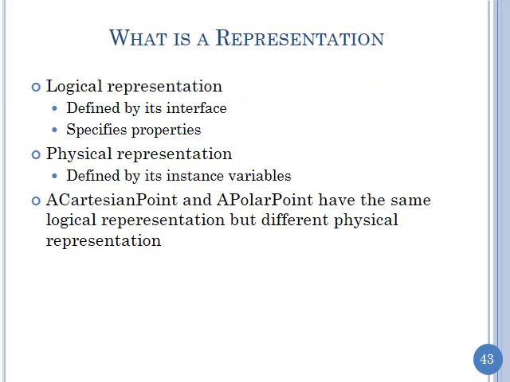So what's a representation? I thought I defined that before, but here it is again. A logical representation is defined by its interface, which specifies properties, and a physical representation is defined by its instance variables. A Cartesian point and a polar point are the same logical representation, which means they're logically the same interface, but physically they're different objects.